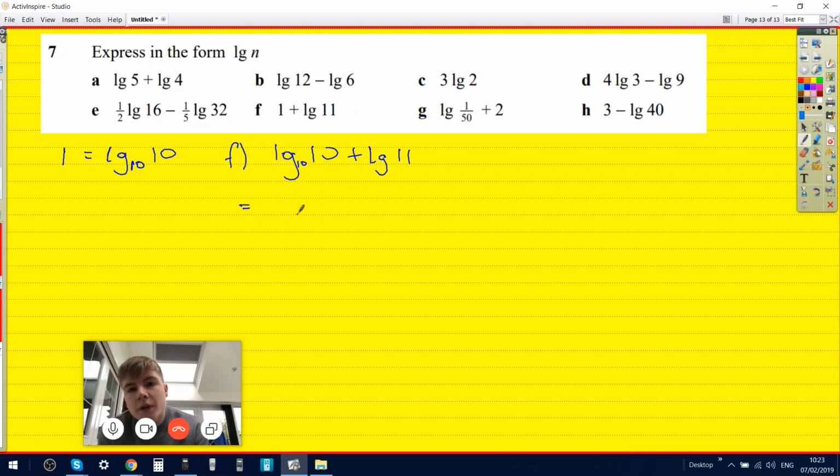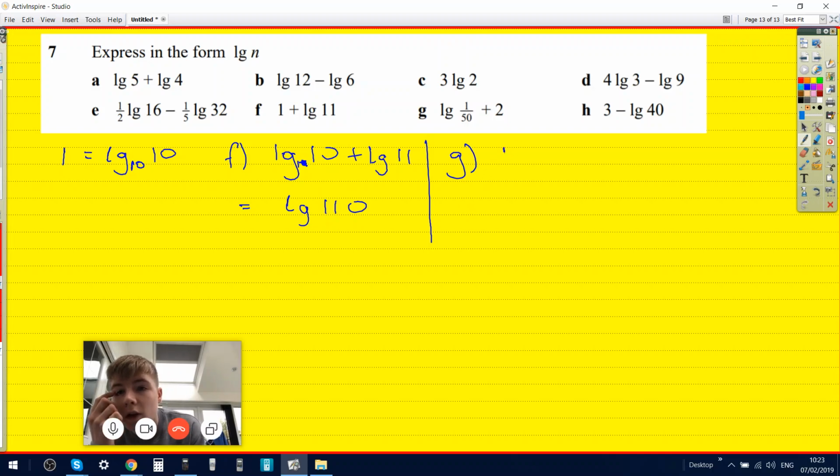You have to assume that it's to the same base. Yeah, it's assumed that that's also base 10. In fact, I don't even need to write 10. Alright. Then log 110. So how do we do G?